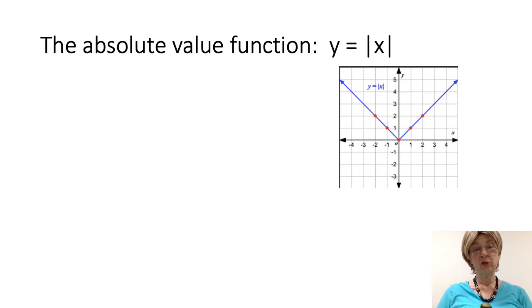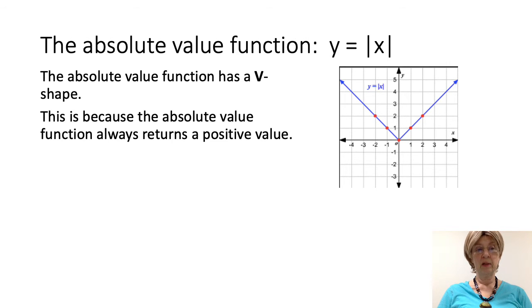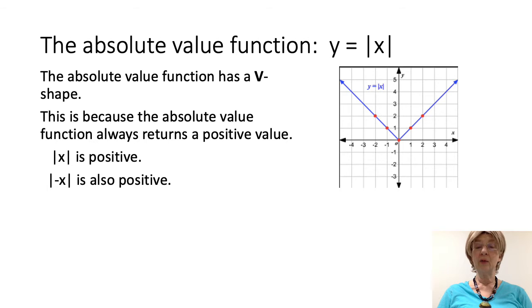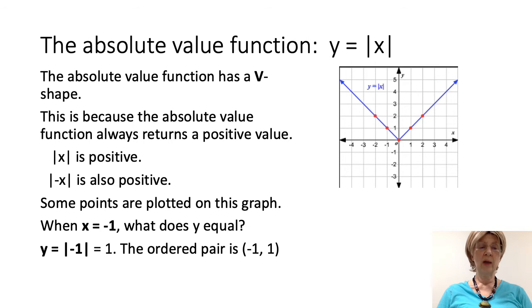Number four, the absolute value function, y equals the absolute value of x. The absolute value function has a V shape. This is because the absolute value function always returns a positive value. The absolute value of x is positive. The absolute value of minus x is also positive. Some points are plotted on this graph. When x equals minus 1, what does y equal? Y equals the absolute value of minus 1, which equals 1. The ordered pair is -1 for x and 1 for y.